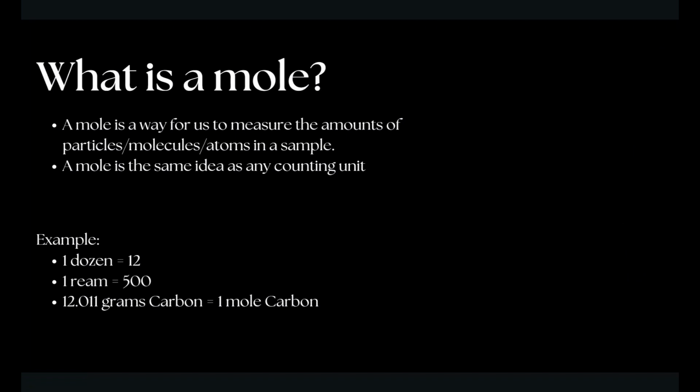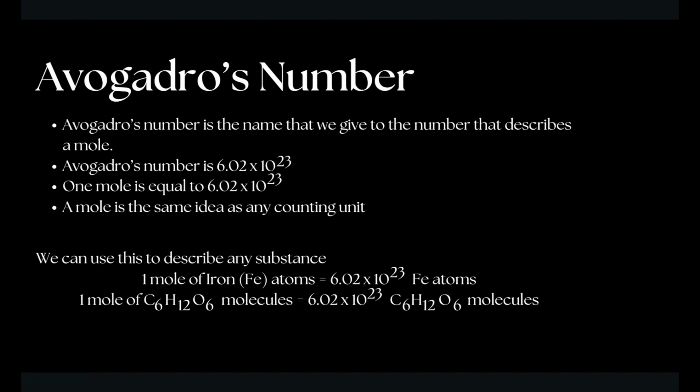So our mole is just the same idea as a dozen or a ream. It is just a way for us to count a certain number of particles, molecules, or atoms. Now, a mole is going to be Avogadro's number. This is the name that we give to the number that describes a mole. Avogadro's number is 6.02 times 10 to the 23rd. So 1 mole is equal to this amount.